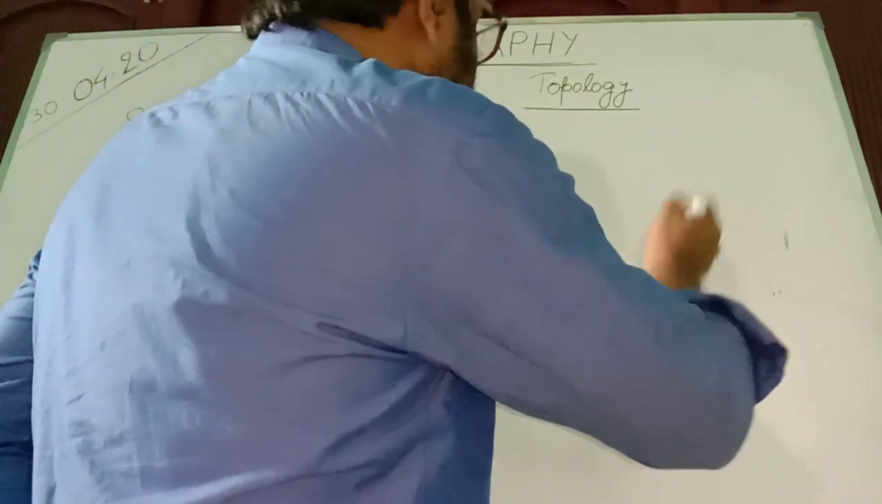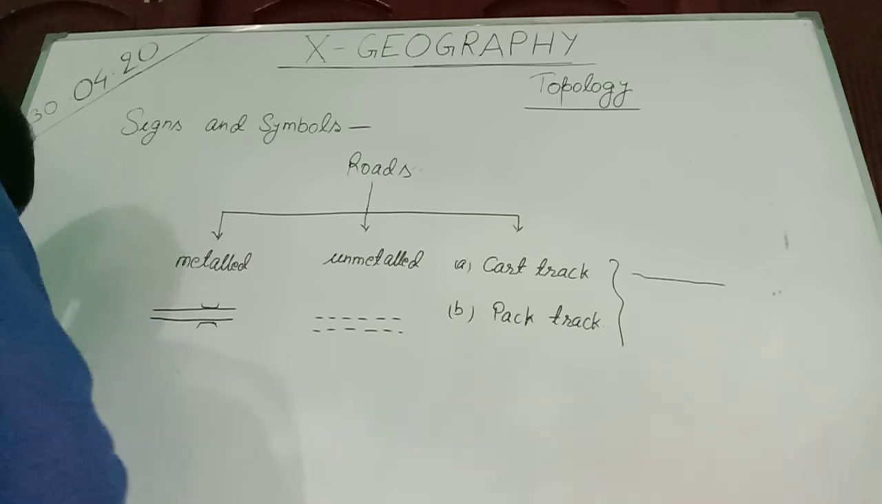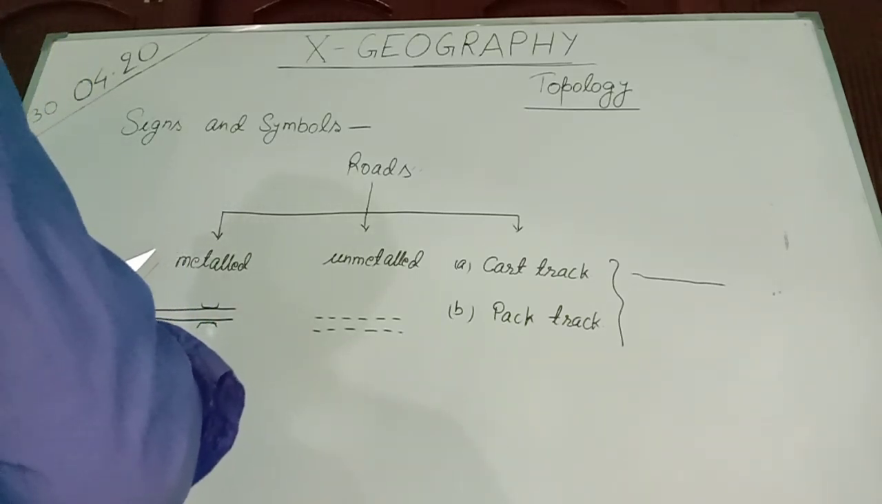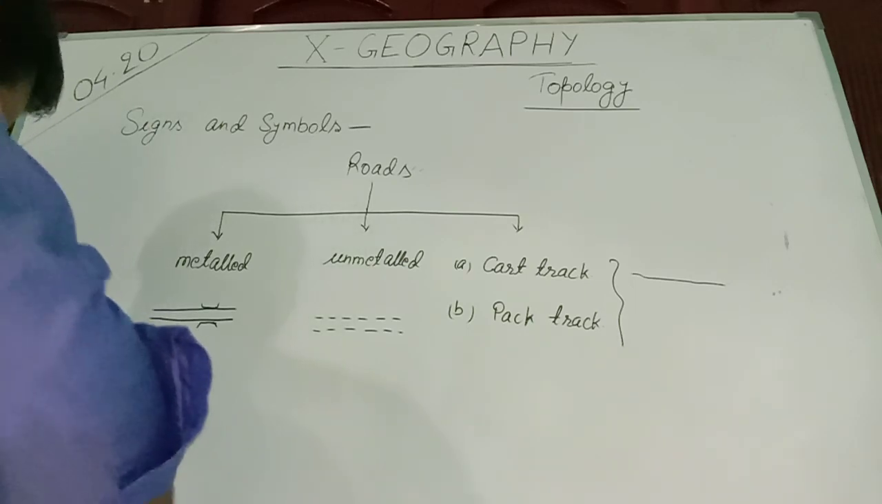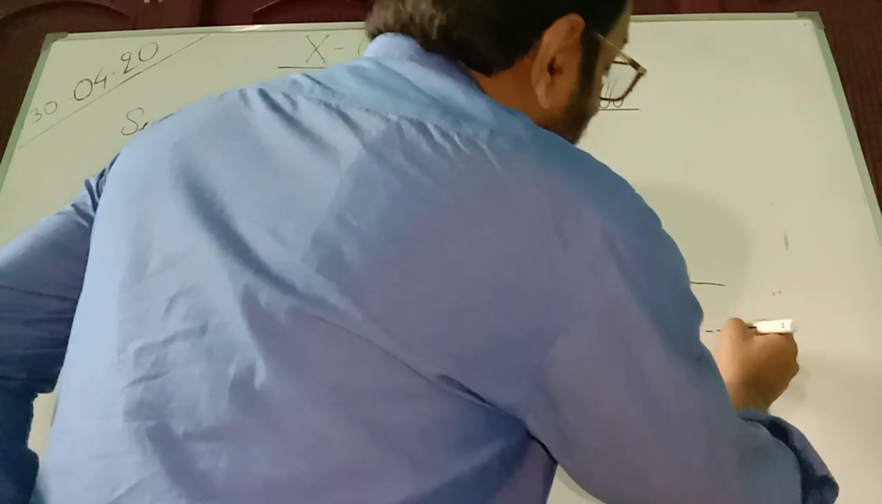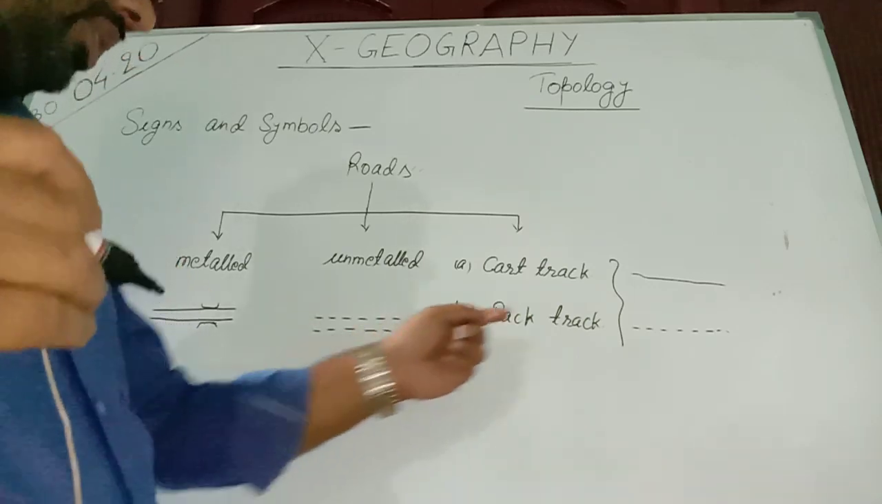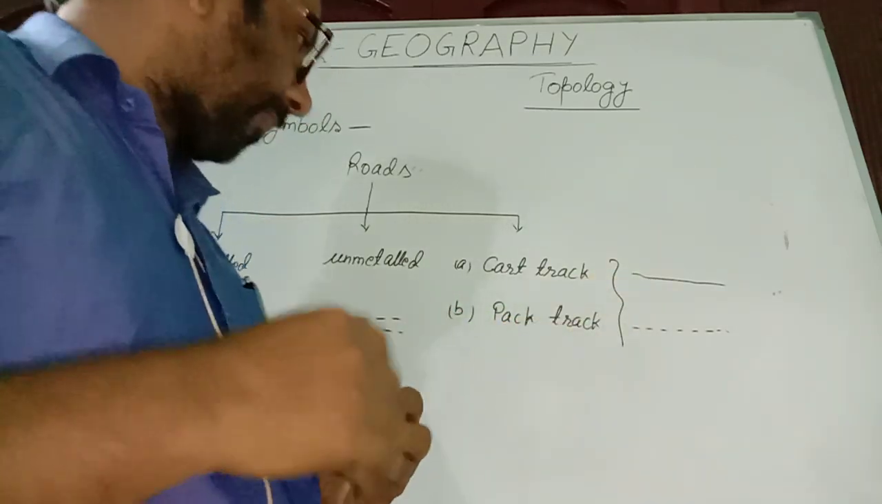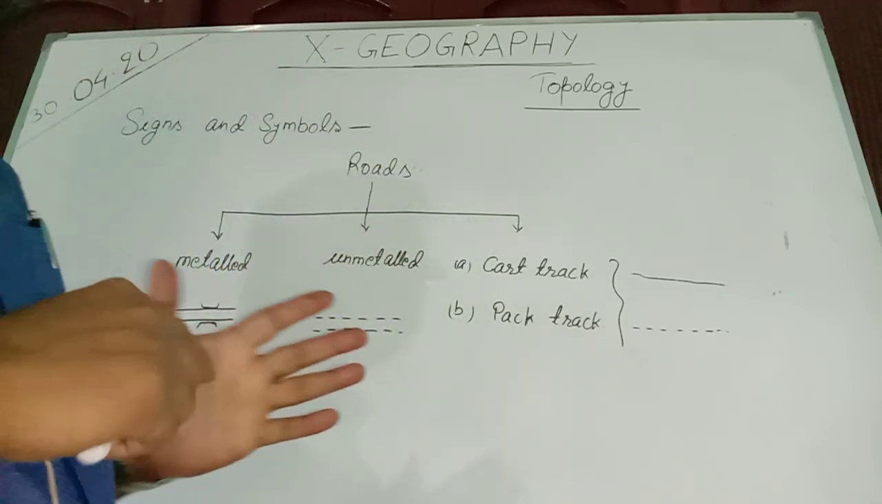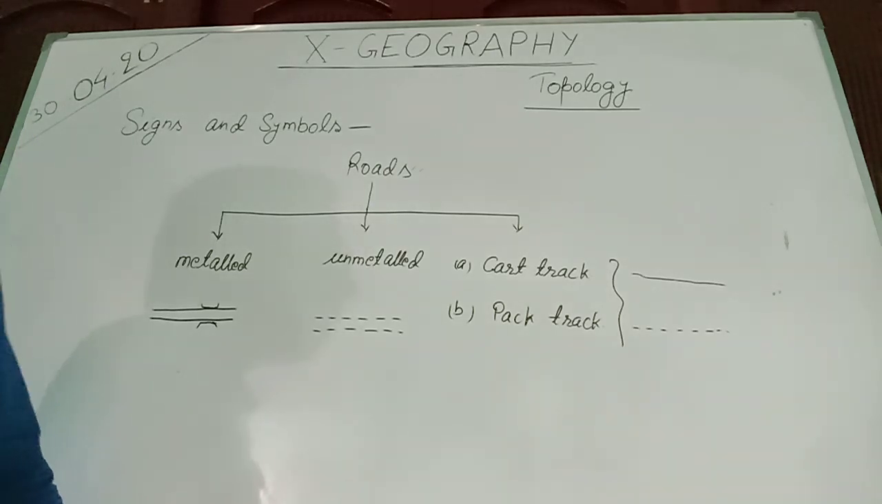And for car track and pack track, this is a thin red line, and this is also a thin red line. But the pack track is a thin red dotted line. So try to understand, these two are thick red lines, but these are thin red lines. And now today in this class, we shall try to understand the uses of these different kinds of roads, which are given as signs and symbols on the topo sheet.